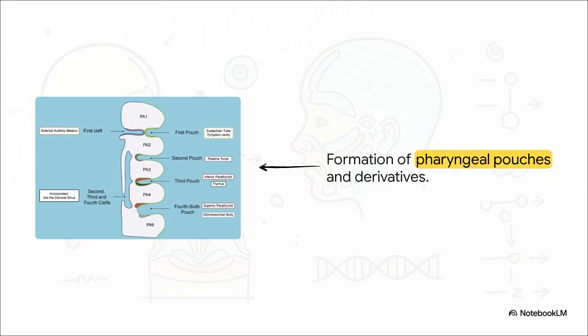And those inner indentations, the pouches, act as the exact origin points for some absolutely crucial adult structures. The first pouch gives rise to the eustachian tube and the tympanic cavity of the ear. The second pouch eventually becomes the palatine tonsil. The third and fourth pouches actually drop down to form the parathyroid glands and the thymus. So much of our vital immune and endocrine architecture begins as just simple inward folds in the primitive neck.